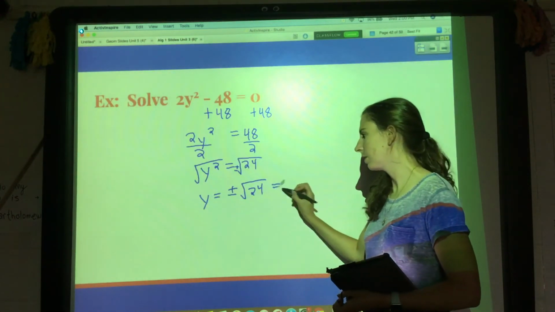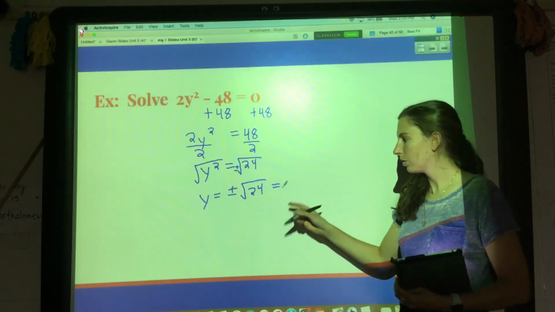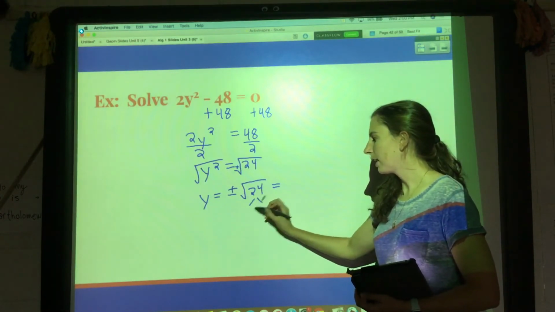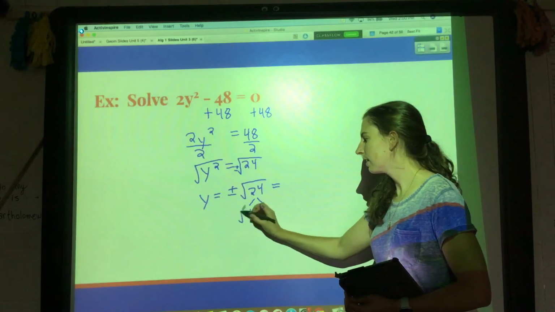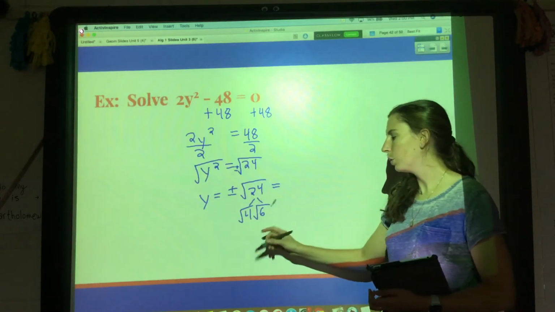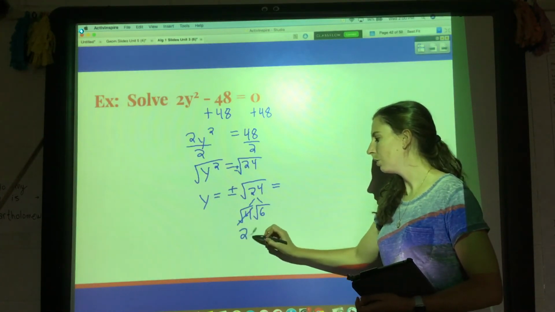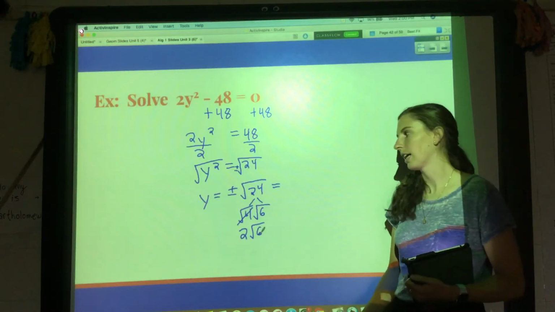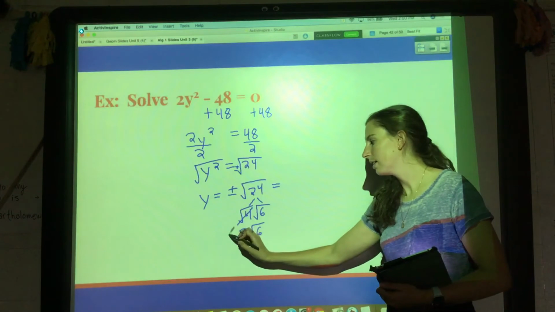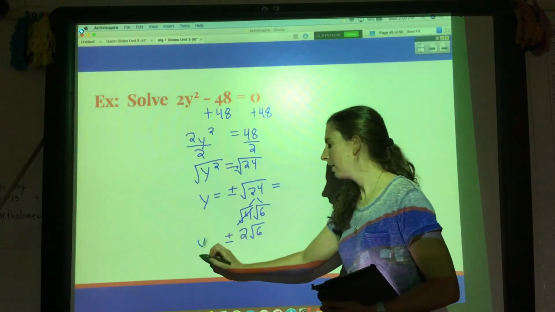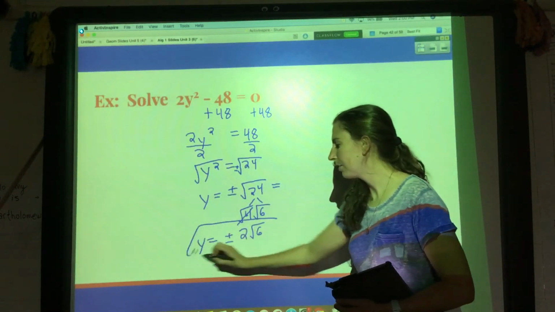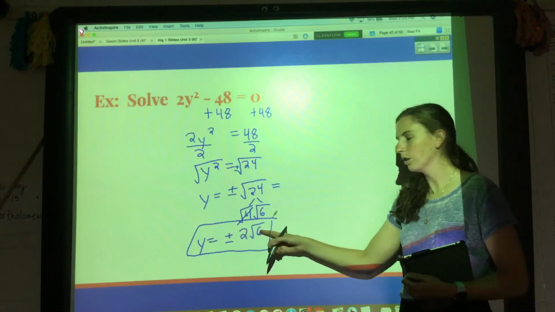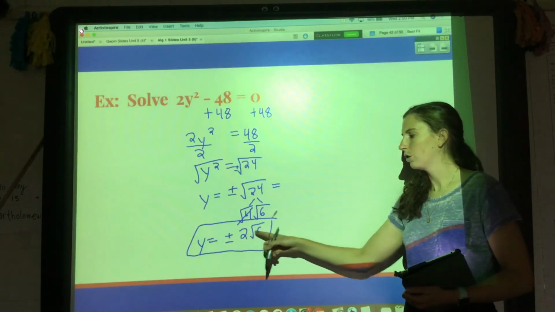This actually will simplify some, because 24 breaks into 4 and 6, and the square root of 4 is 2. So 2 root of 6 would be my final answer there. It's still plus and minus. So that's my final answer, positive 2 root of 6 and negative 2 root of 6.